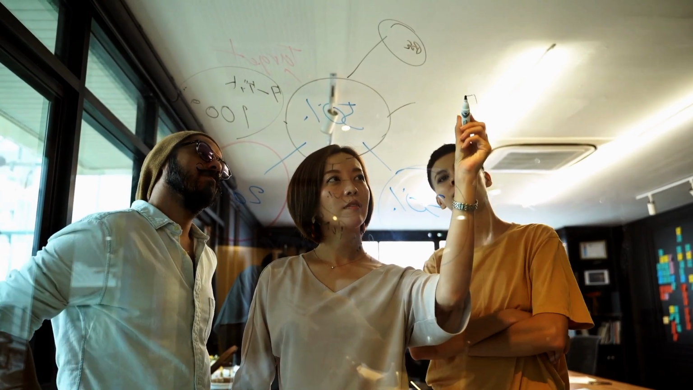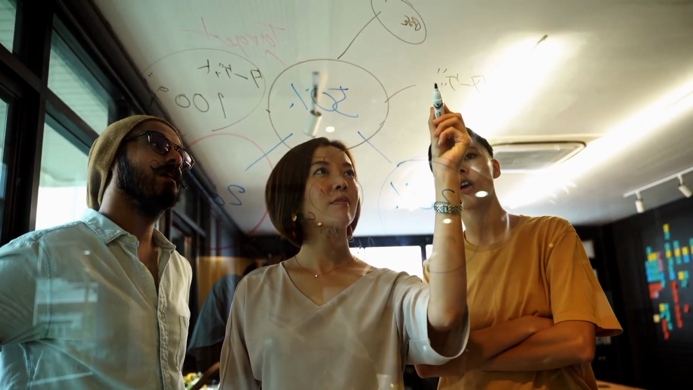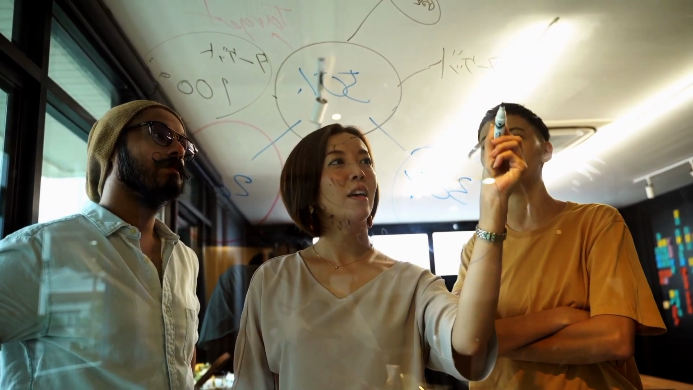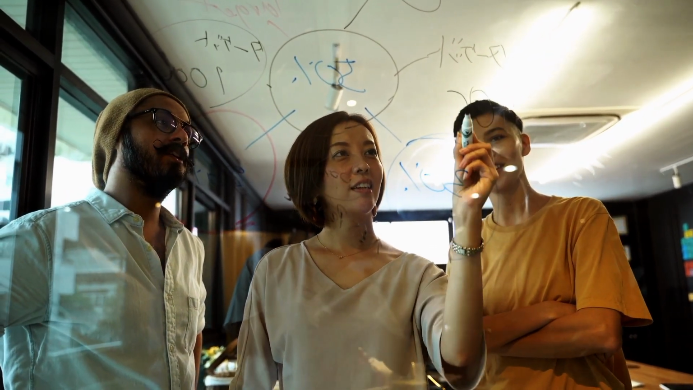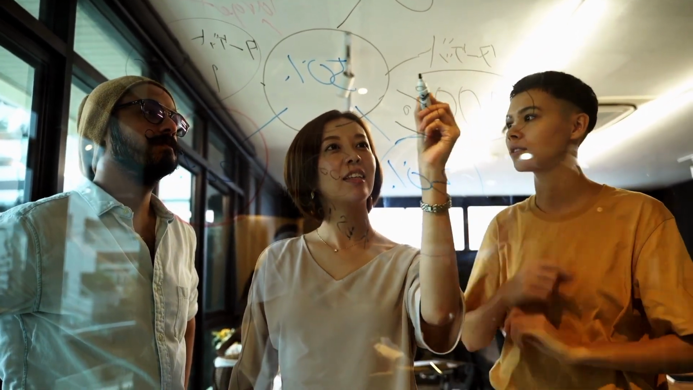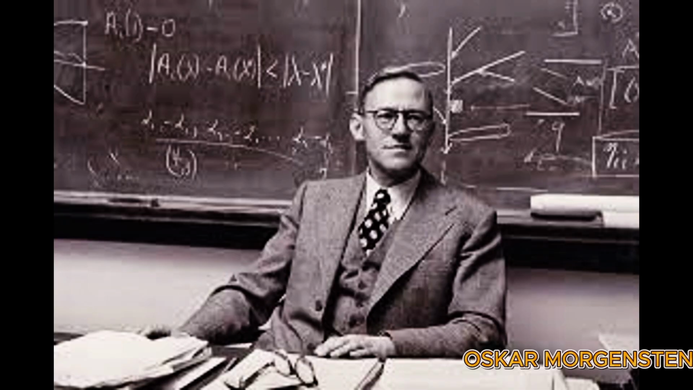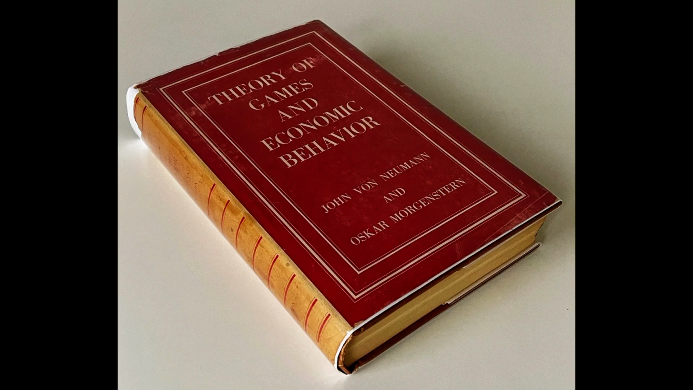The word game may sound tricky, but game theory was not born in a chess club. It was born in the world of pure mathematics and economics. The field was formally proposed in 1944 by two intellectual giants. One of them was a mathematician, John von Neumann, and the other an economist, Oskar Morgenstern. They published a book called The Theory of Games and Economic Behavior.